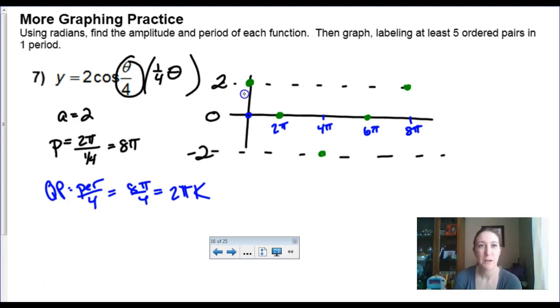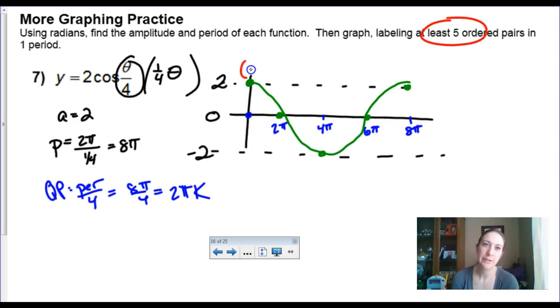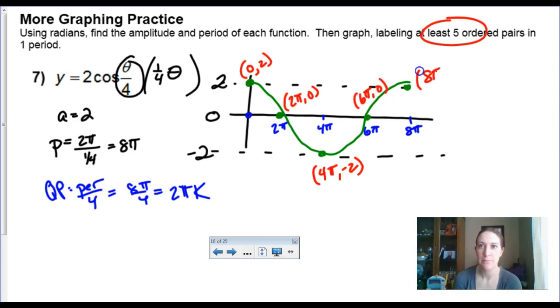And I've graphed, oh, that's not pretty, just one cycle of this cosine graph. But then they say, please label 5 ordered pairs. So this ordered pair up here is (0, 2). This ordered pair here is (2 pi, 0). This guy here is (4 pi, negative 2). This guy is (6 pi, 0). And this guy is (8 pi, 2). Gets a little crowded on that graph, huh?